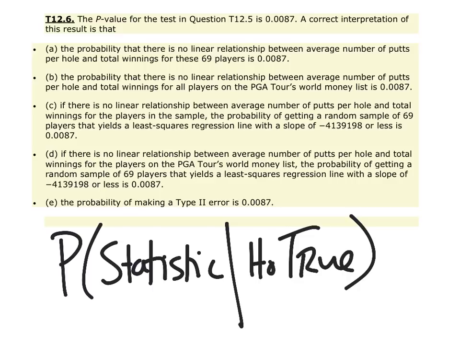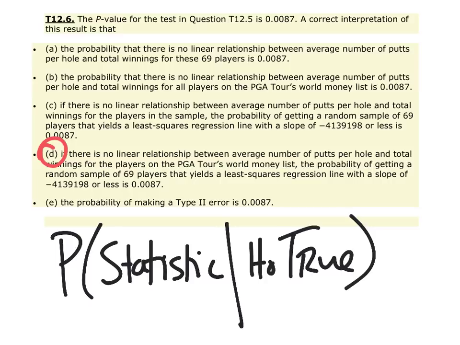So knowing that, of these definitions, the best answer is going to be D. And here's what that says. There is no relationship, because remember the slope is 0, between average number of putts per hole and total winnings for the winners of the PGA Tour World Money List. The probability of getting a random sample of 69 players that yields at least this extreme a least squares line with a slope of this or less is 0.0087. That's your best option.